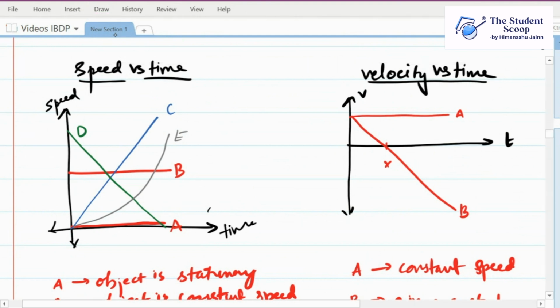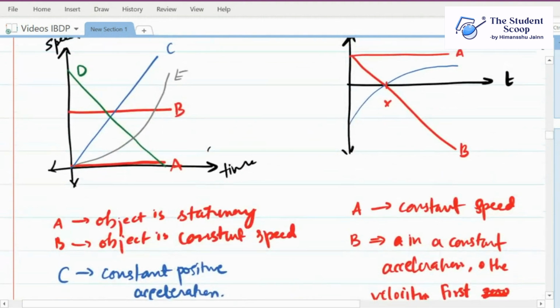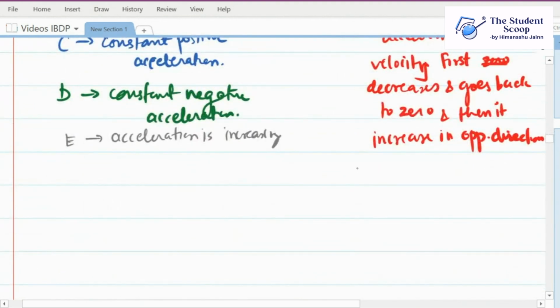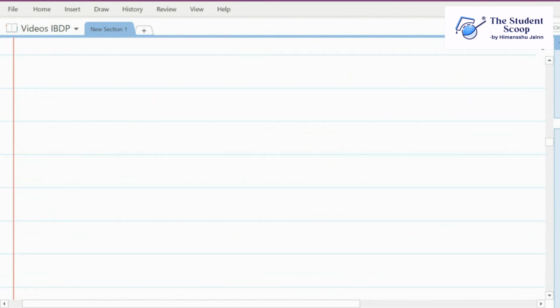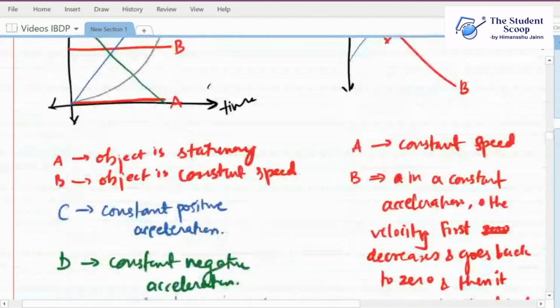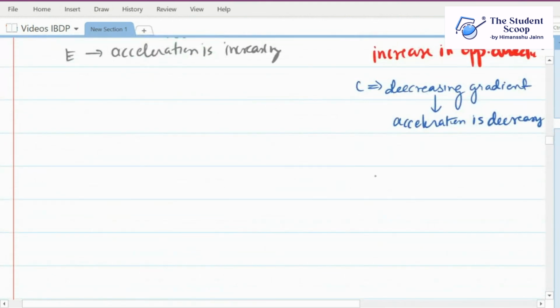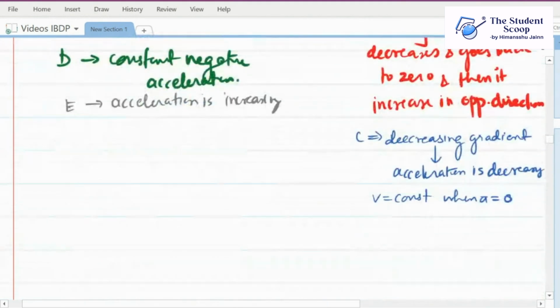If we have a certain curve which looks like this, let this be C. So what does C represent? C represents a decreasing gradient curve. Decreasing gradient is very common. It tells us that the acceleration is decreasing. Whenever acceleration is decreasing, the velocity will be constant at a particular point where acceleration becomes zero. So we need to be aware of those points. Velocity is constant when acceleration becomes zero. Those are the basics of these graphs.